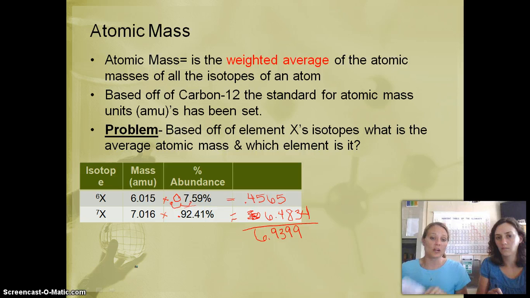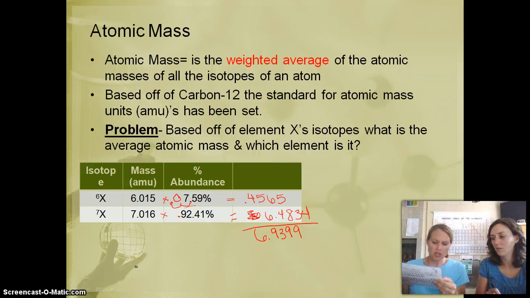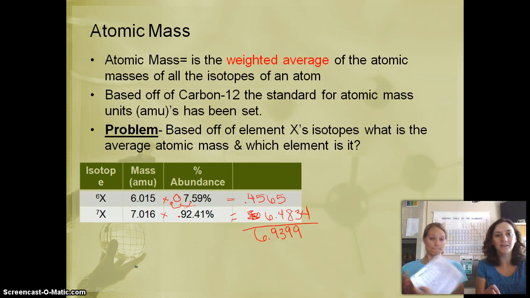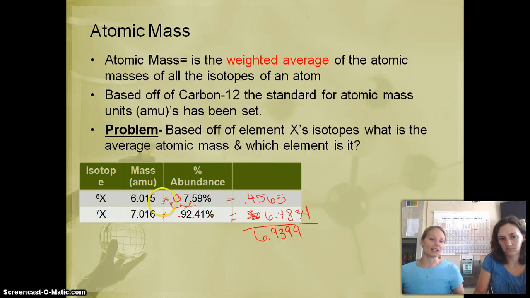Now what we're going to do is look at that 6.9 and look on our periodic table and figure out what element X is. Well, 6.941, which is pretty darn close, is lithium. So remember, you're looking at your average atomic mass here. You're looking at the little red number in the upper right-hand corner. So our element is Li, lithium.